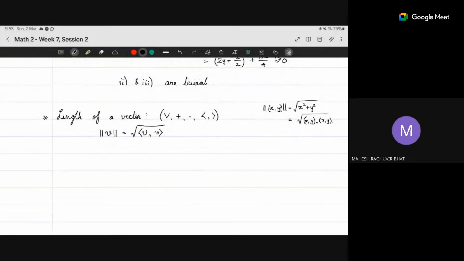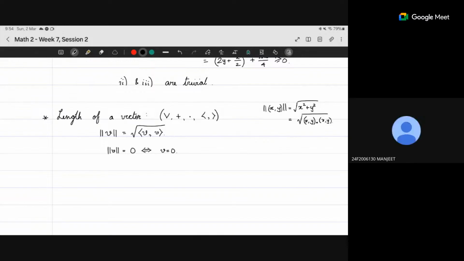I'm good. And also, length of a vector is 0 if and only if what? The vector itself is 0. Yeah. Why is this? That is also because of property 1 itself, where it says that the inner product of a vector with itself is always non-negative, and it is 0 only when the vector itself is 0. So length of a vector is 0 is equivalent to saying the vector is 0.